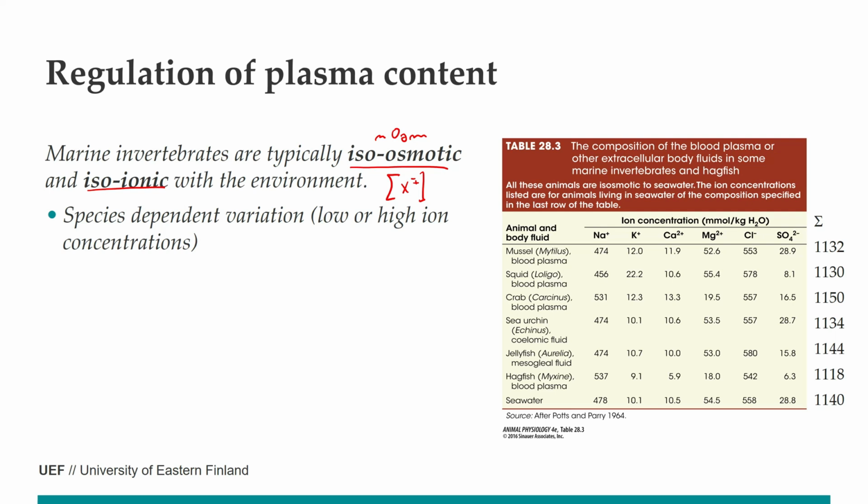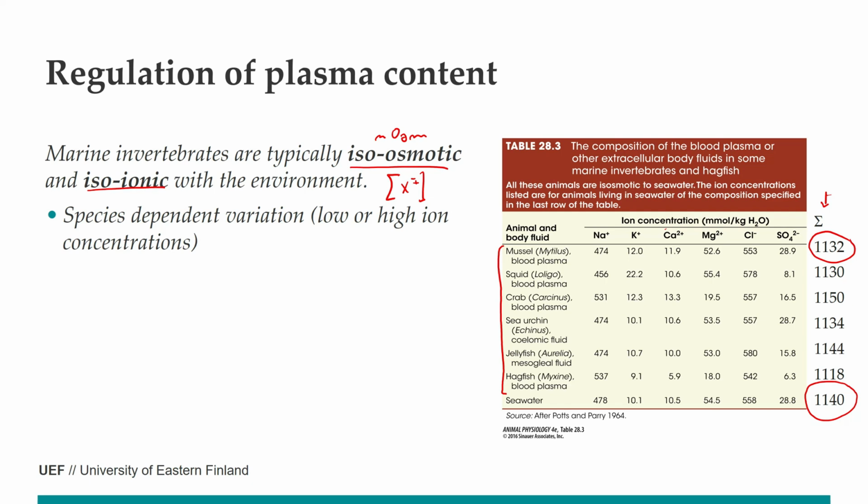And there is also some species-dependent variation. In this table, we have plenty of different kinds of marine animals, from the mussel all the way to the fish. And there are different ions that have been tested in the body fluids. On the right-hand side, I have added some of these ion concentrations, so how much is the total concentration of different ions. We can see that in all cases it's about 1100, as well as the ion concentration in the seawater. So they are isoionic.